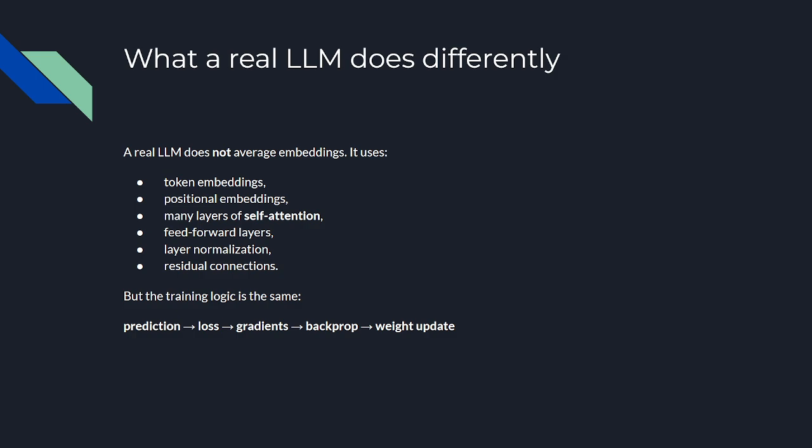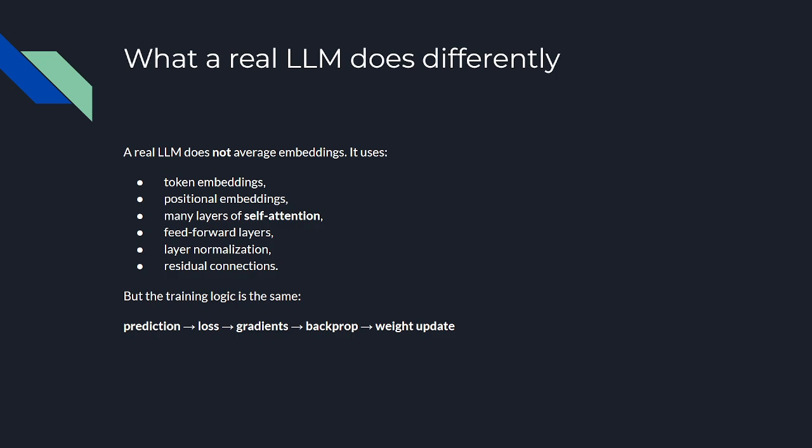And that's how we can ensure that whenever we ask the question, New Delhi is the capital of India should be given the maximum possible probability and should go on top. So that's what it does. That's what we saw in this particular example. So the real LLM does not take average embeddings. It uses token embeddings, positional embeddings, many layers of self-attention, feed-forward layers and layer normalization, which we will be covering in the next section, in the next video. But the training logic is the same.